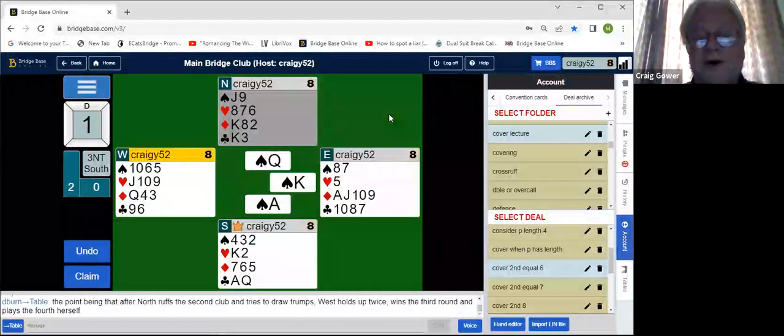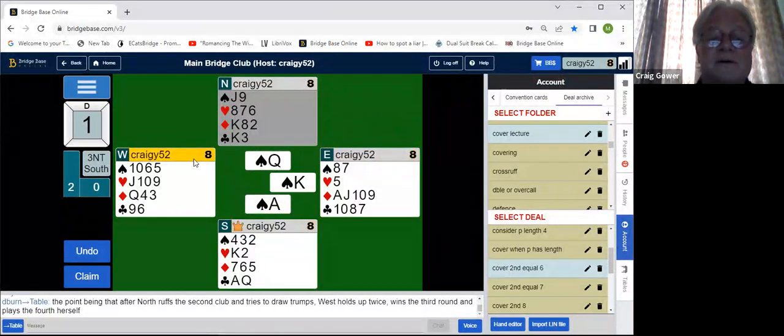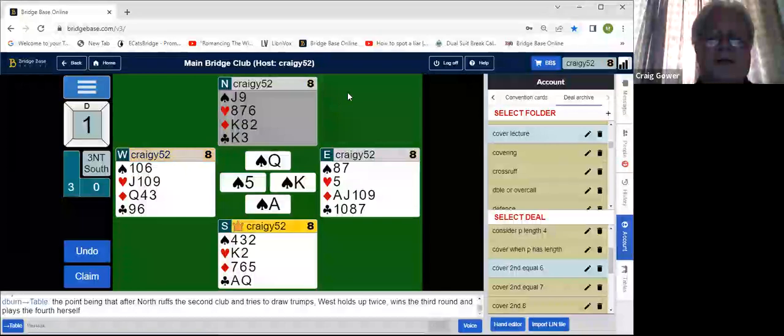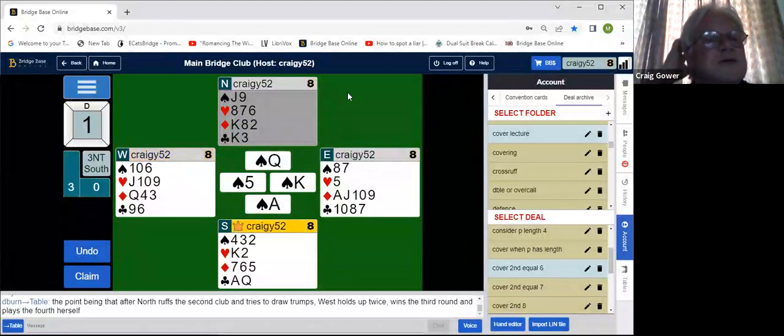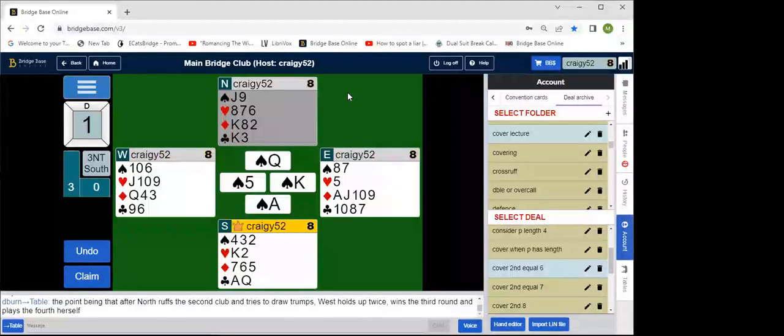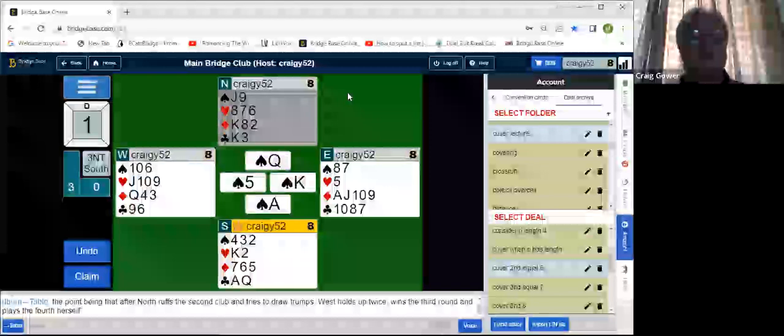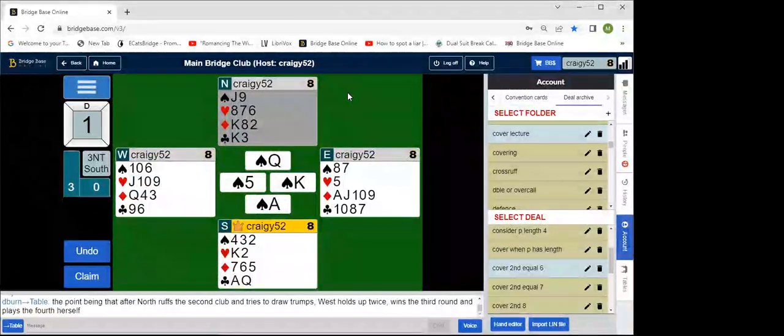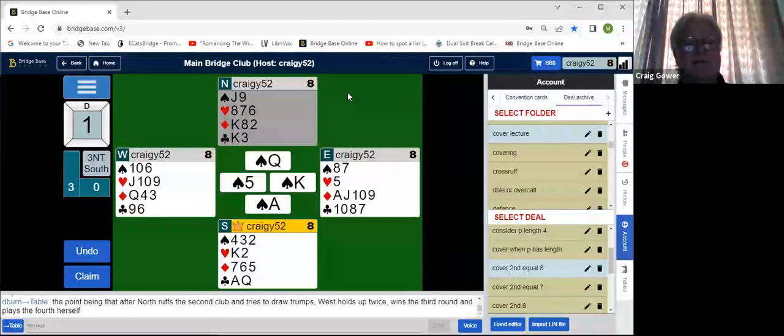But if partner's got the 10, like on this example, you've just built a whole new finesse against your partner. Okay, you can see there's the jack 9 sitting over the 10. So the better way to tackle this.